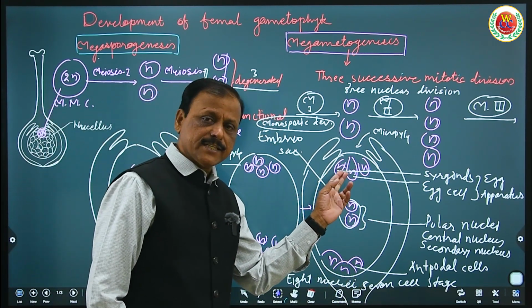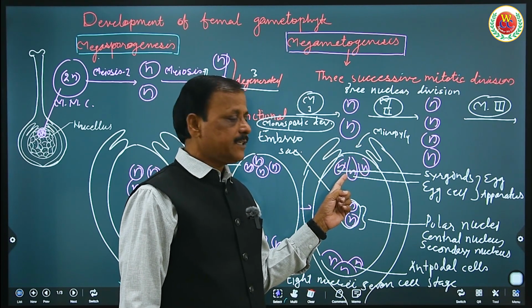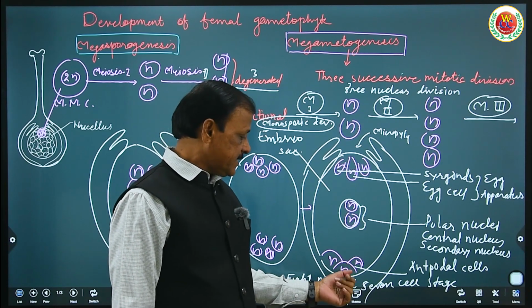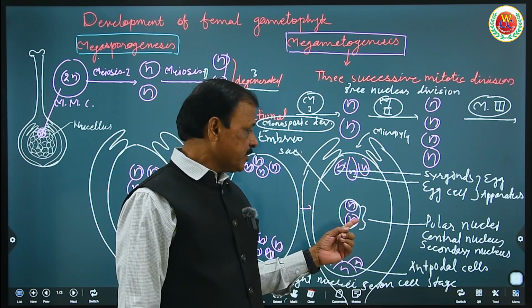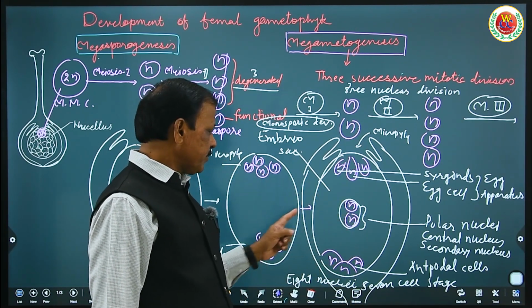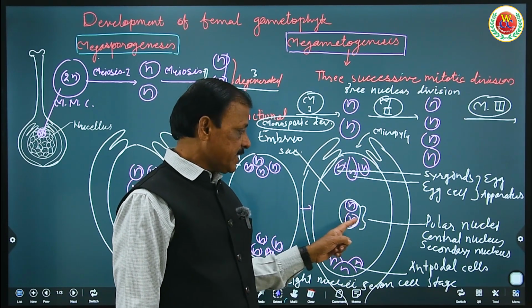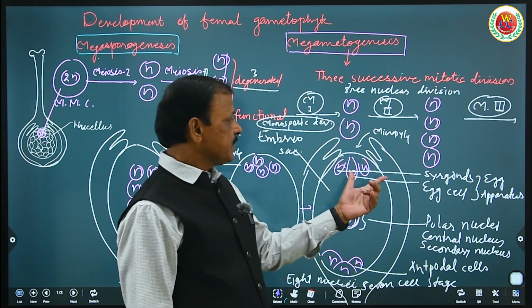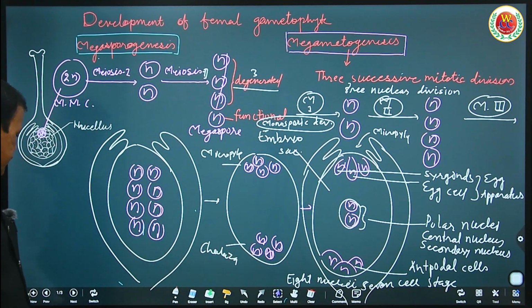The 3 cells which remain together at the micropylar end form the egg apparatus, including 1 egg cell and 2 synergids, and the 3 cells toward the chalazal end are called antipodal cells. Out of the 4, 1 from each pole moves to the center and forms a secondary nucleus called the polar nuclei or central nucleus. Thus, the development of the female gametophyte is completed.